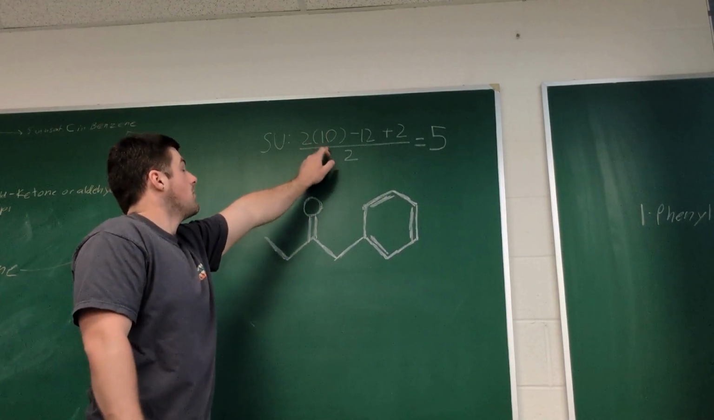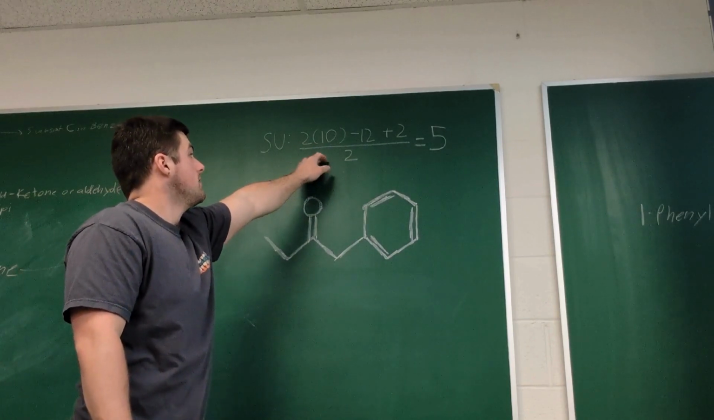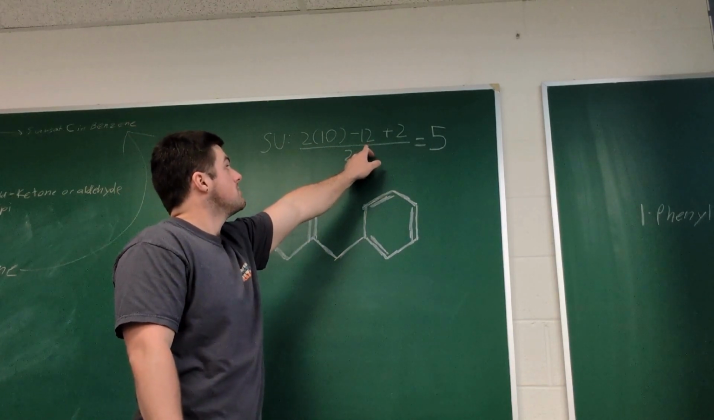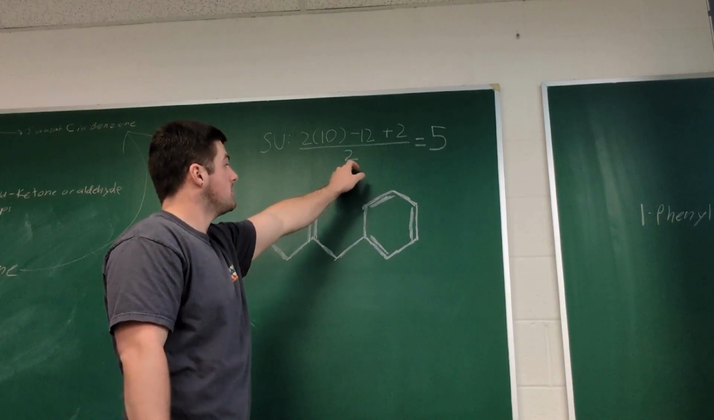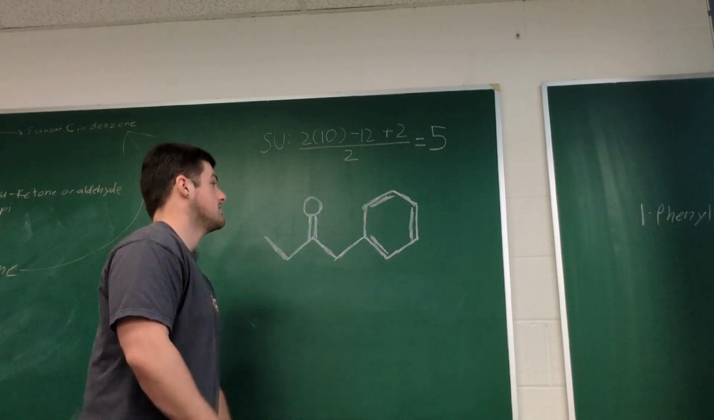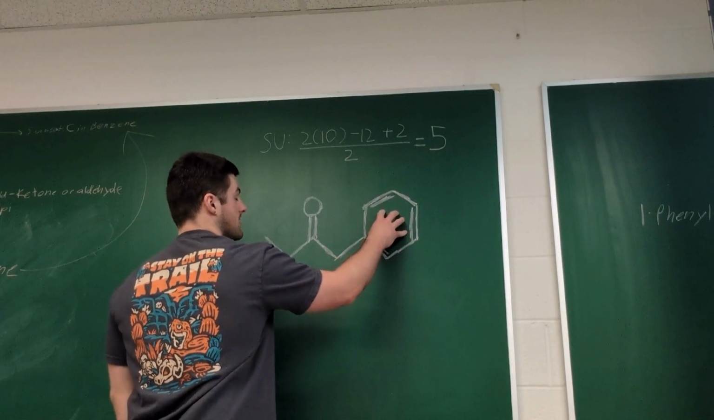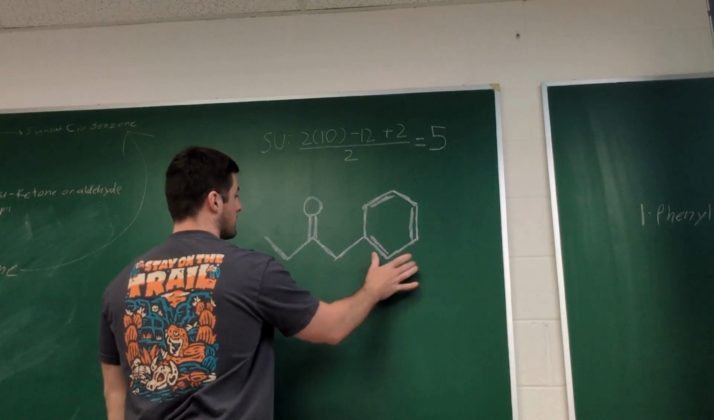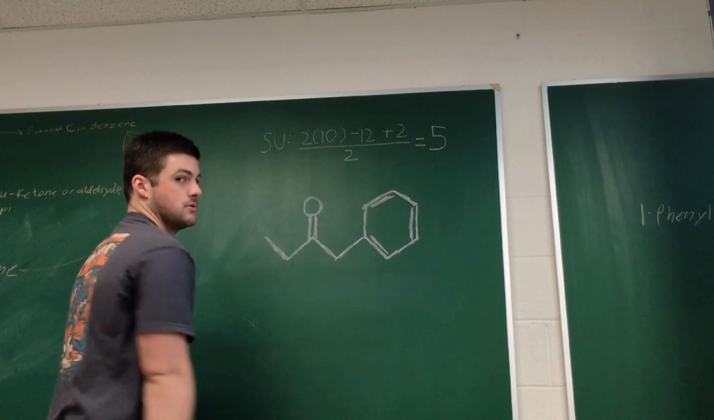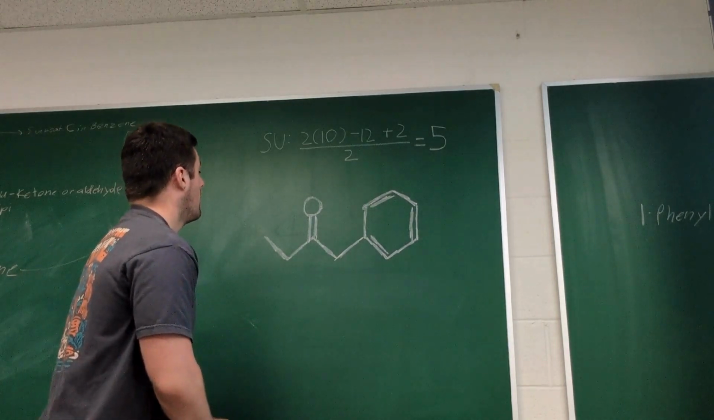We have 10 carbons times 2 is 20, minus 12 hydrogens would make 8, plus 2 is 10, divided by 2 equals 5. That indicates that we have our benzene ring, which is really a phenyl group, which has a degree of unsaturation of 4, and a carbonyl group, which has a degree of unsaturation of 1.